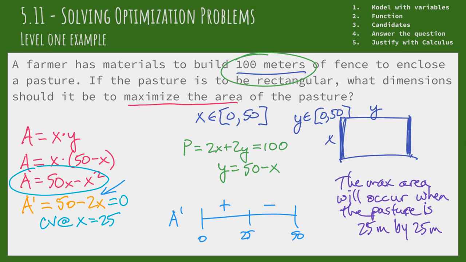So the candidates test, the work is your justification. When you're using the first derivative test, we're going to say something along the lines of, we get a max area at x equals 25 because the derivative is always positive to the left of 25 and always negative to the right of 25. So we need to give that first derivative test justification if we're going to use a first derivative test.